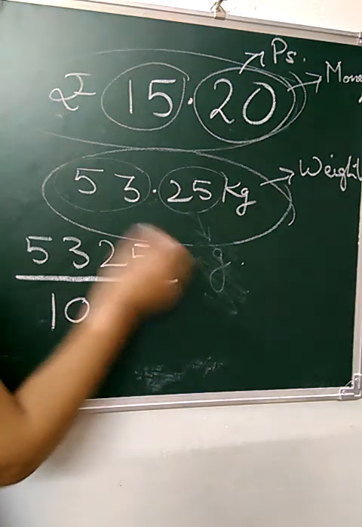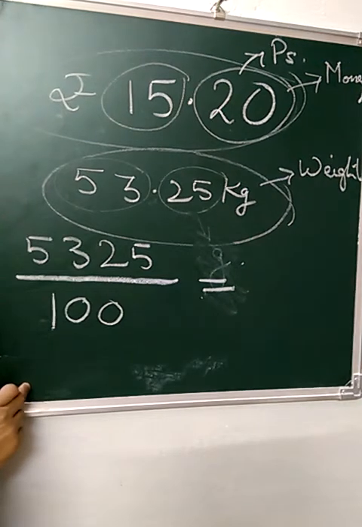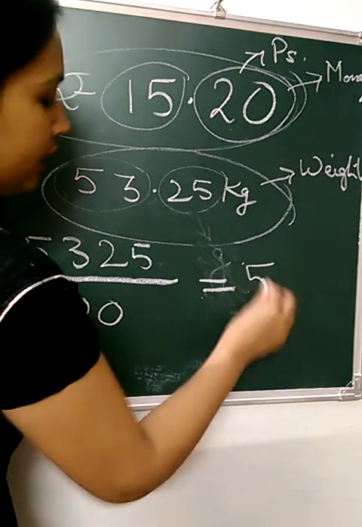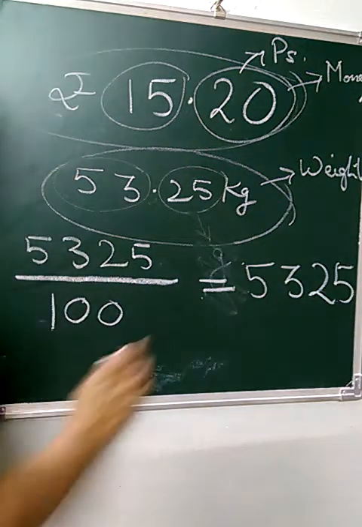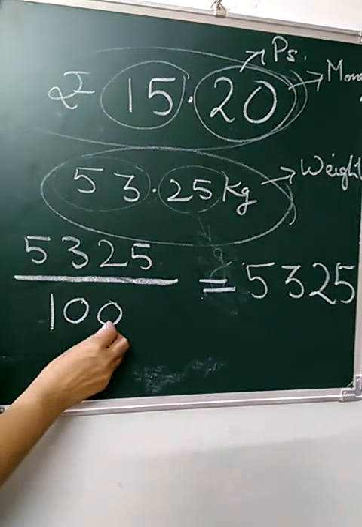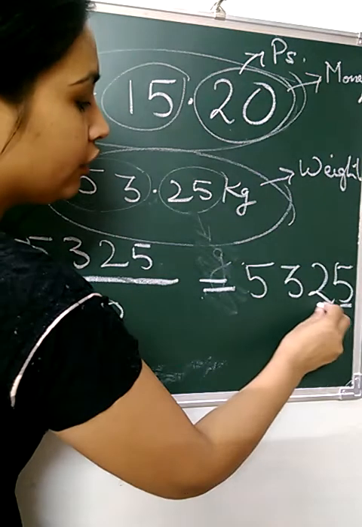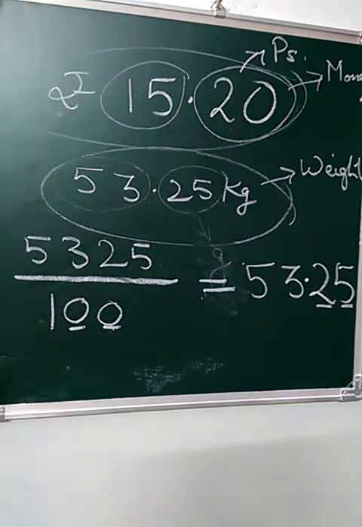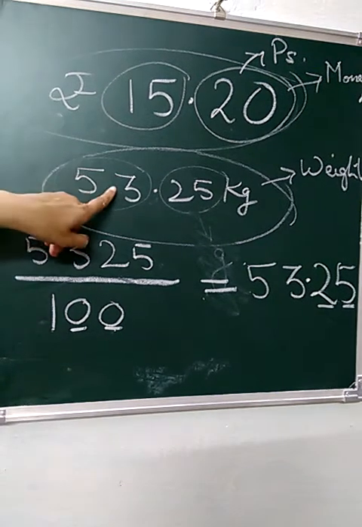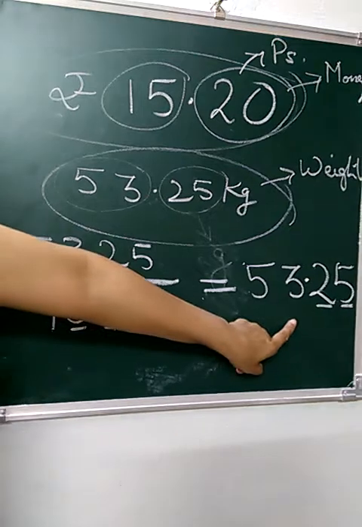Now, if I want to convert this to decimal, how? This becomes the answer. And this becomes the decimal. Now, how many zeros? 1, 2. So, we count from the right side. 1, 2, and we put the decimal. So, this is how we convert the decimal into a fraction and fraction into a decimal.